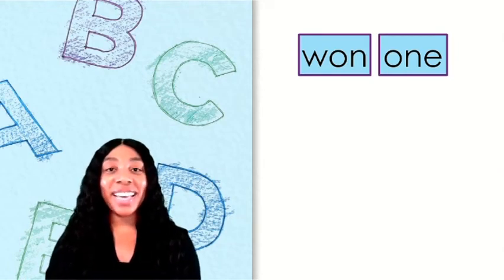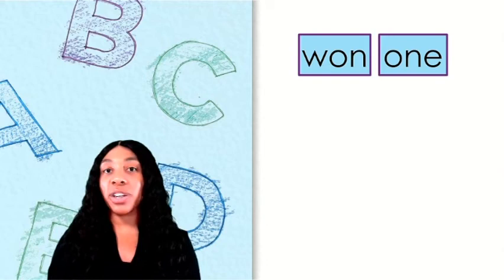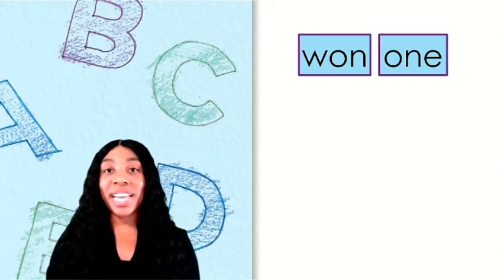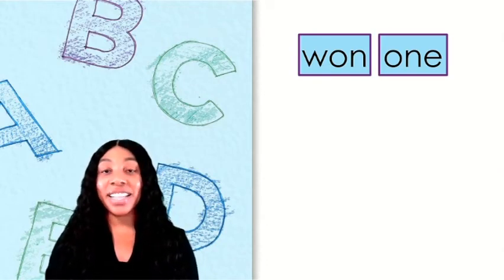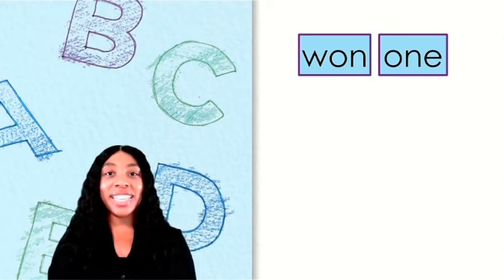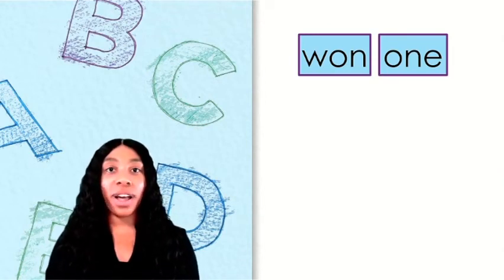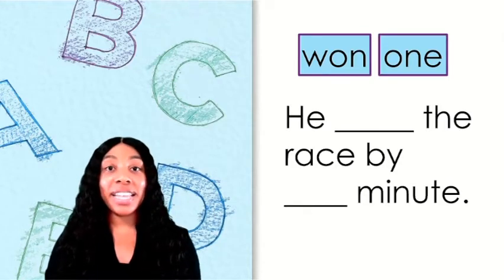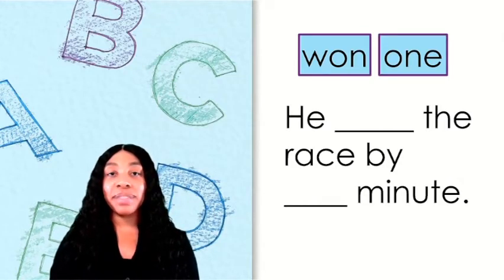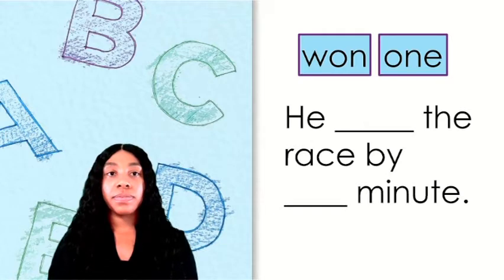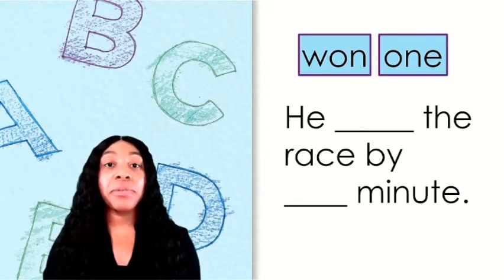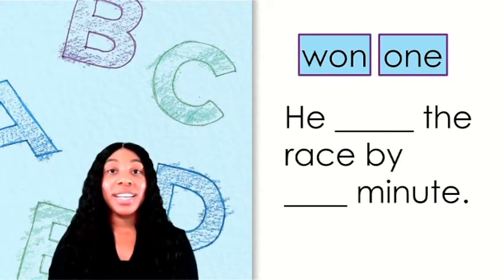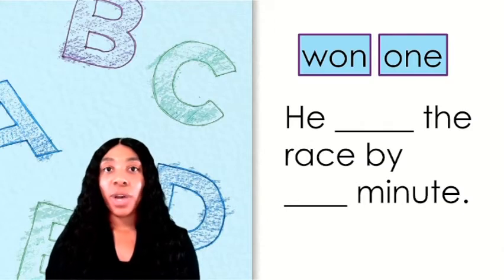We are going to take a look at the sentence and we are going to try to fill in the blanks with the correct one. So make sure you're looking at the context of the sentence and try to guess which one belongs in the blank. Ready? He blank the race by blank minute. The first blank seems to be referring to a competition since it's about a race. Which one do you think belongs in the first blank?